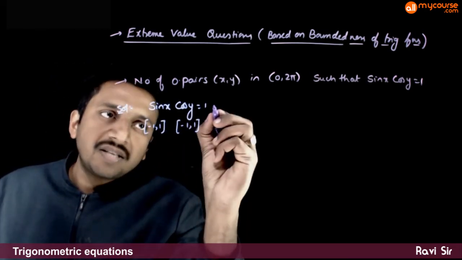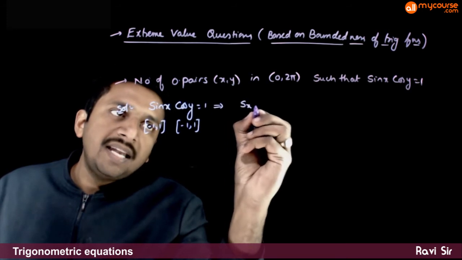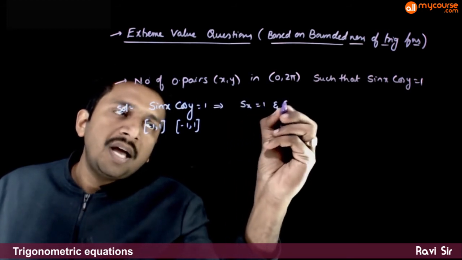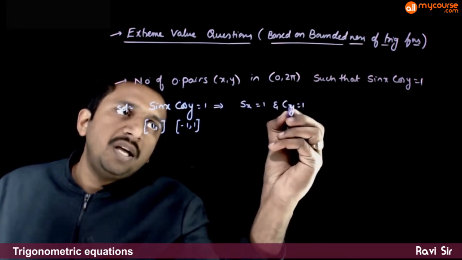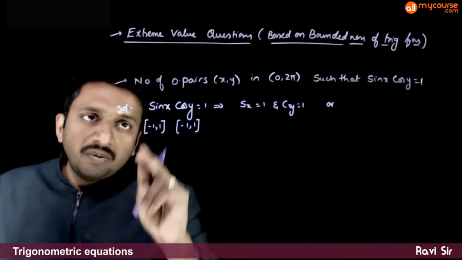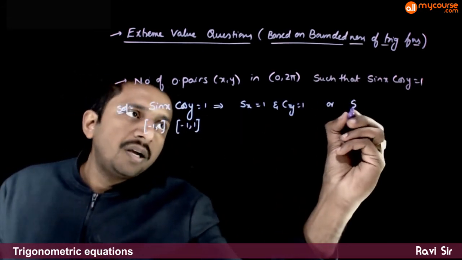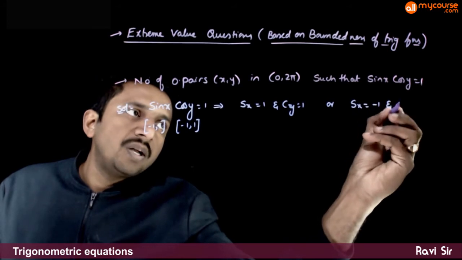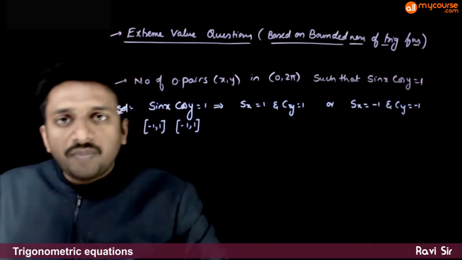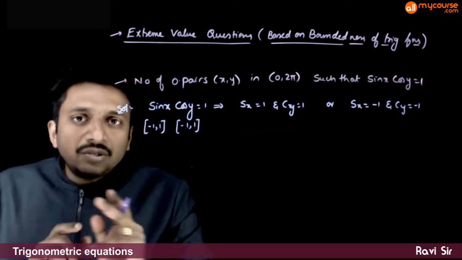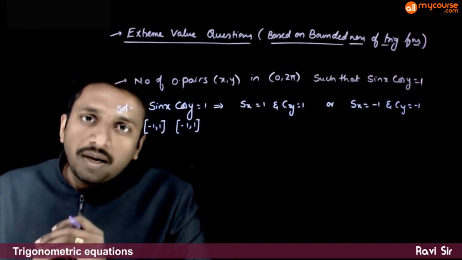If this has to be equal to 1, then sin x is equal to 1 and cos y is equal to 1, or sin x is equal to -1 and cos y is equal to -1. So only in these two cases can this be valid.